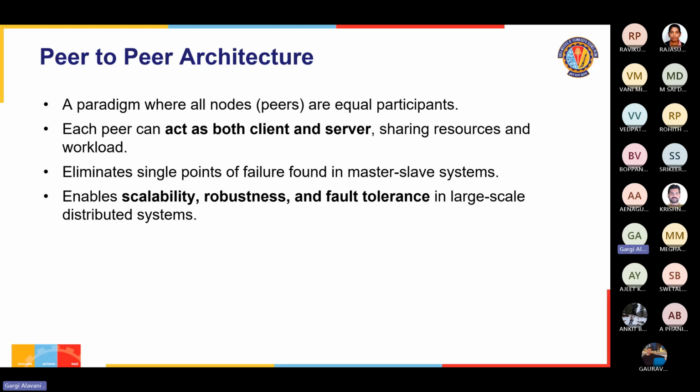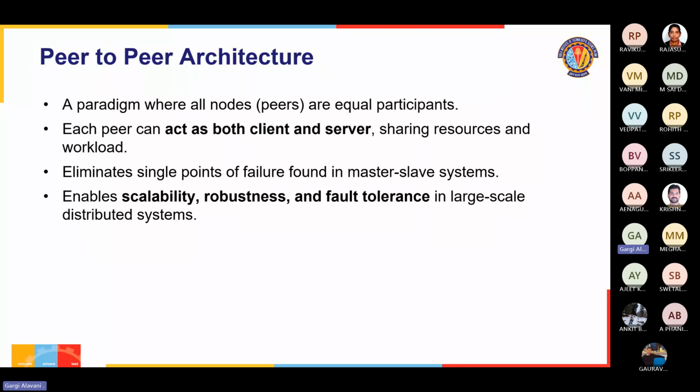This collaborative model changes the dynamics completely from what we've seen in the master node setup. Because there is no single master coordinating everything, we also eliminate the problem of a single point of failure. So if one node goes down, the system continues to function because others can take over its responsibility.